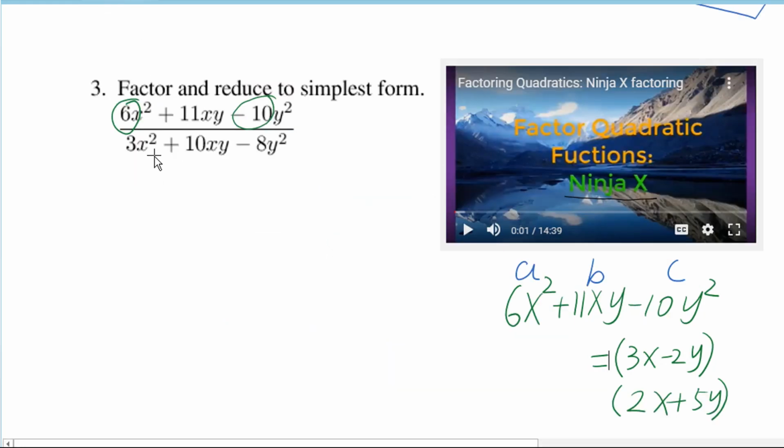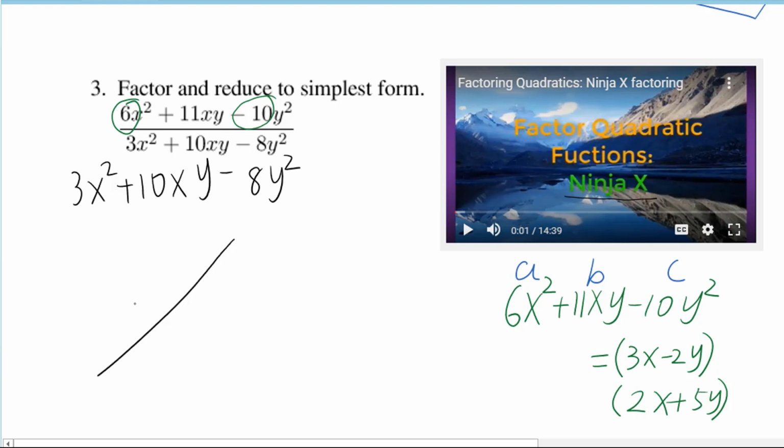Now let's factor the bottom. So we have 3x squared plus 10xy minus 8y squared. Ninja x, negative 24, because 3 times negative 8 is negative 24. This is a 10 over 3 over 3. So we have a negative 24.